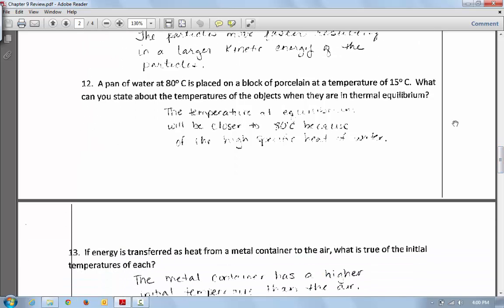In 12, we have a pan of water, and it's at 80 degrees, and it's placed on a block of porcelain at 15. When those two reach the same temperature, they're going to be at thermal equilibrium, and it will be closer to 80 degrees because water has a very high specific heat. So it means when those two finally reach the same temperature, it will be closer to the water than it will be to the porcelain.